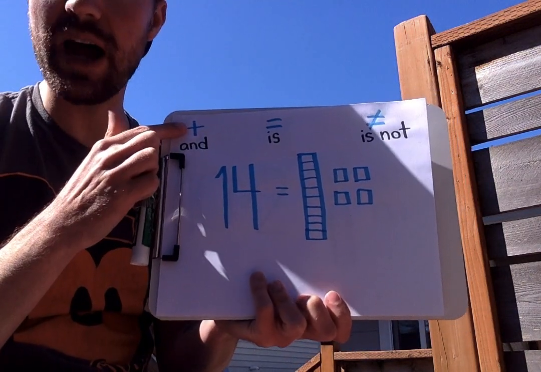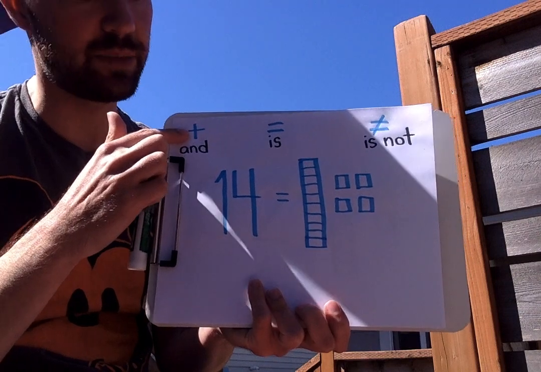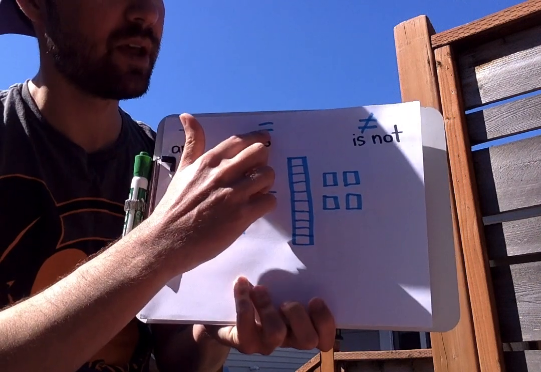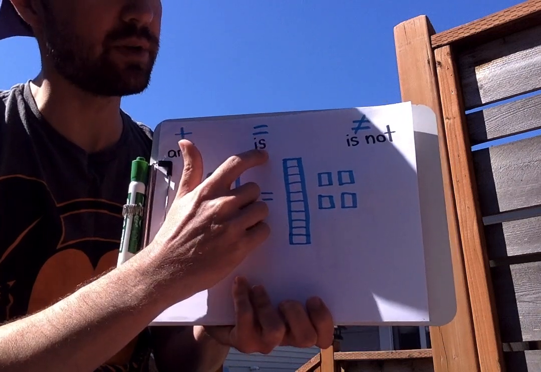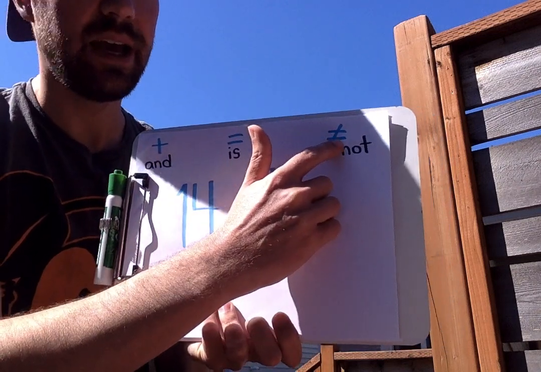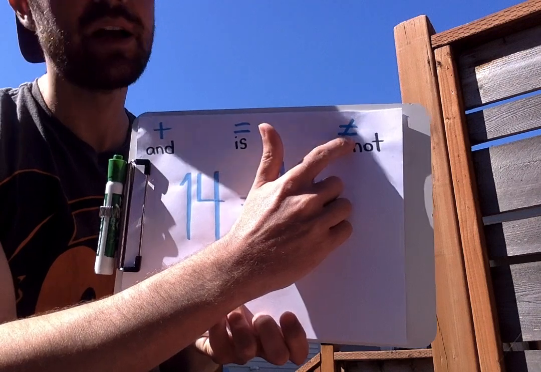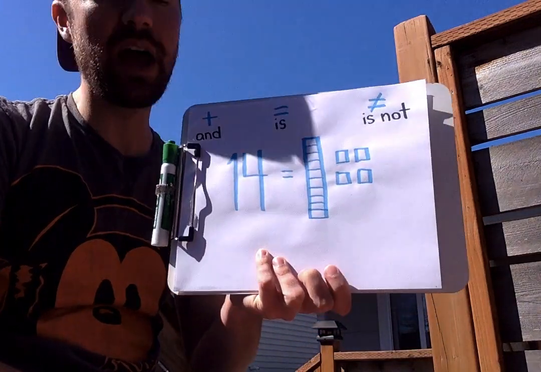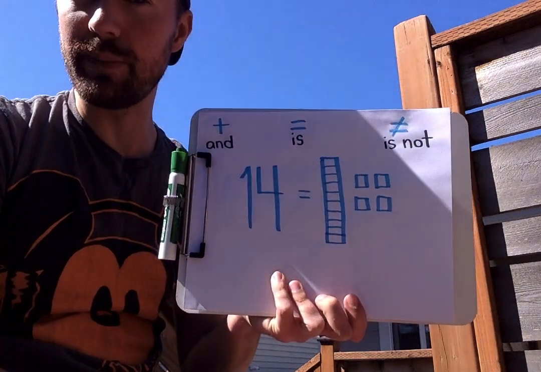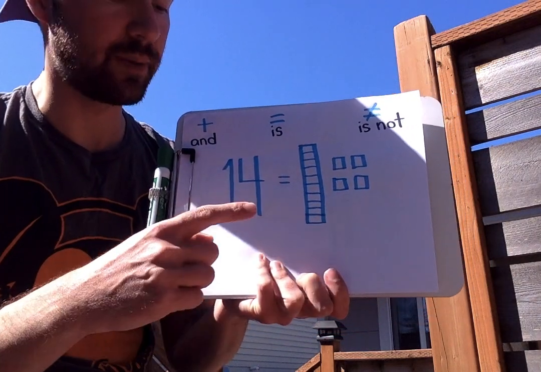This symbol is called what? That's right, the plus symbol, and it means and. This symbol is called what? That's right, the equal symbol, and it means is. And this symbol is called what? That's right, the does not equal symbol, and it means is not. So now, knowing that those are the symbols that might show up in today's equations, let's read the first one.